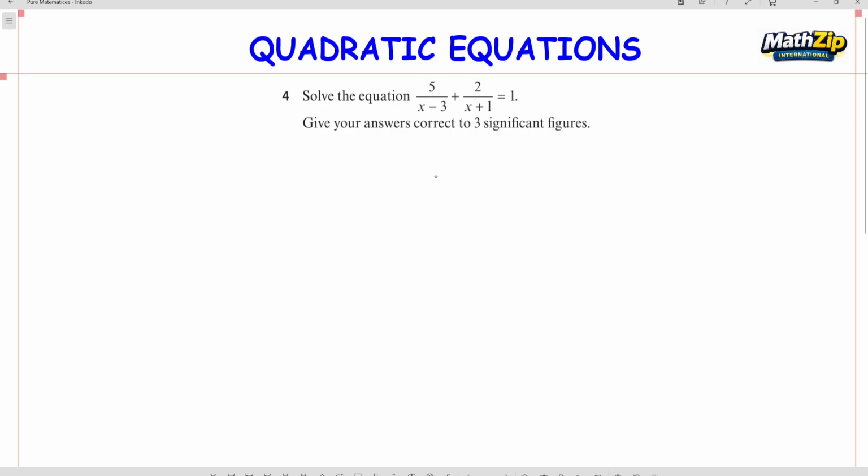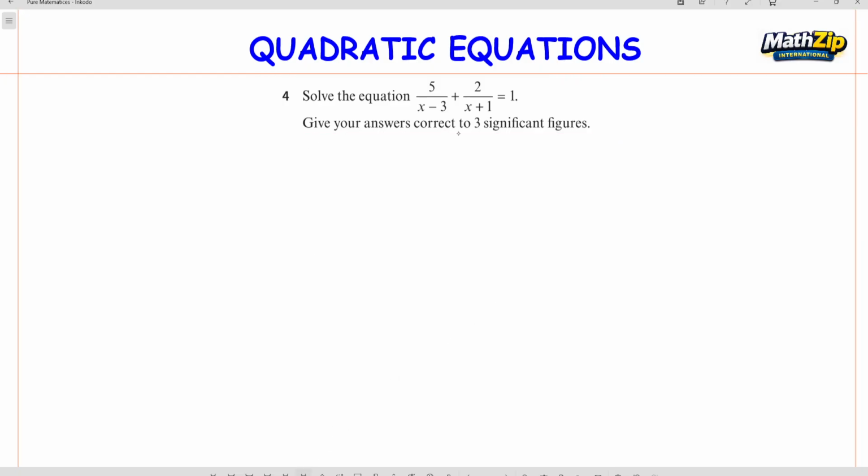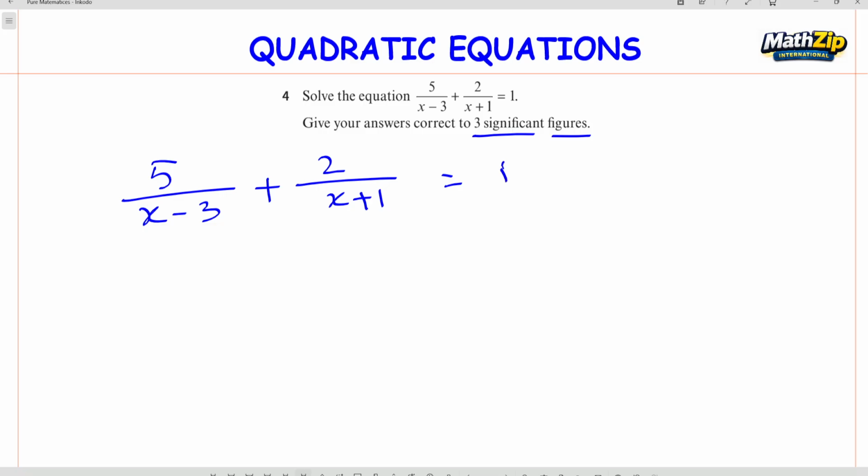Solve the equation 5 divided by x minus 3 plus 2 divided by x plus 1 equals 1, and our answer should be to three significant figures. So here is the given: 5 divided by x minus 3 plus 2 divided by x plus 1 equals 1.